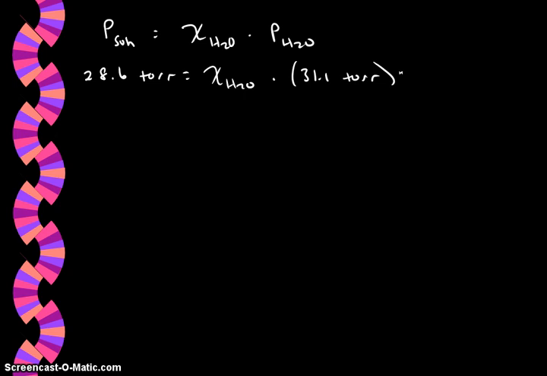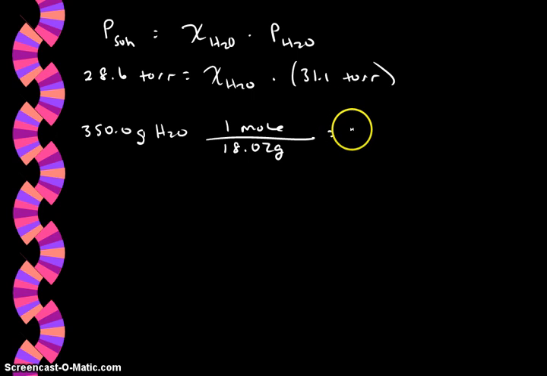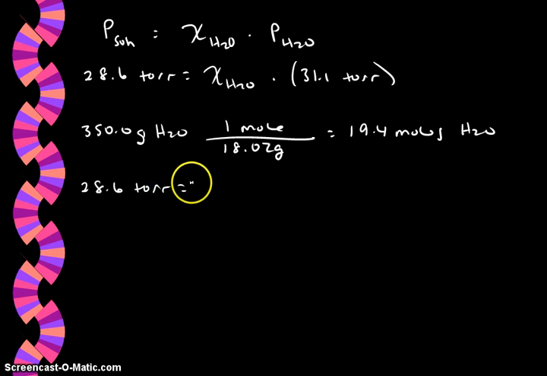Now, we're told that we've got 350 grams of water. So 1 mole of water is 18.02 grams of water, which gives us 19.4 moles of water. So now we can plug that in here. We've got 28.6 torr equals 19.4 over 19.4 plus x, where x is the moles of our solute, and we'll multiply it by 31.1 torr.